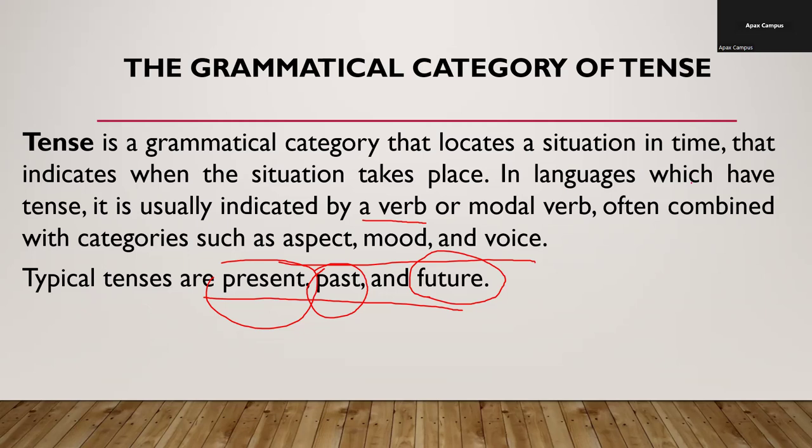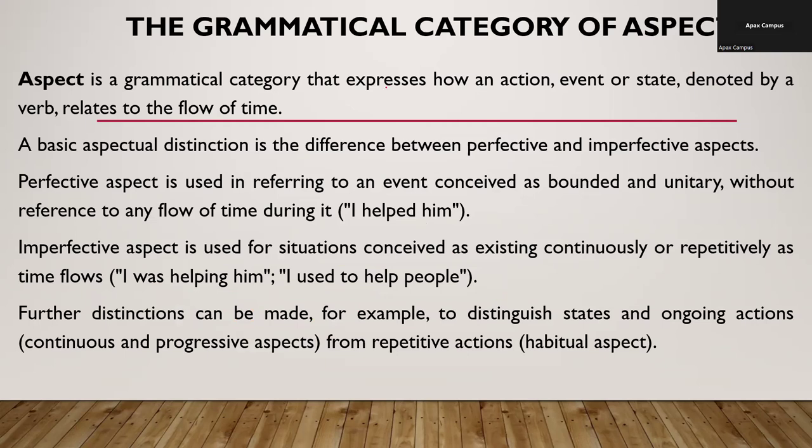Talking about this grammatical category of tense and talking about the aspect, you know there are four different aspects: simple, continuous, perfect, and perfect continuous. Actually, what do you mean by this? It expresses how an action, event, or state denoted by a verb relates to the flow of time. Whether the action is happening at the time of speaking or whether it has happened already by the time of speaking about that action. So, how that particular action flows through time. That is the idea behind the aspect.